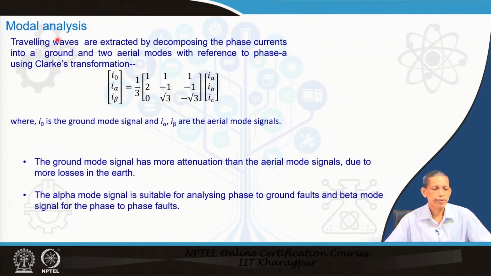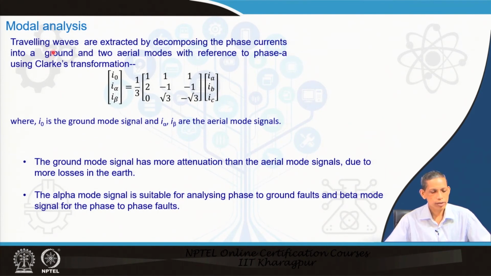In case of extracting the sequence components from the fundamental or phasor based approach, we go for this transformation 1, alpha, alpha square, where alpha corresponds to e to the j 120 degree angle. Now, here the modal analysis is widely used for the usefulness of the travelling wave for different applications in terms of protection or fault location.